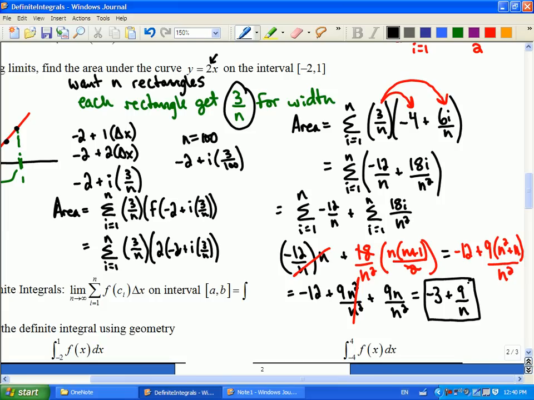9 over n becomes 0 as I go to infinity. So this part here, as I go to infinity, this part is gone, right? So the exact value would be negative 3. The area underneath that curve is negative 3.